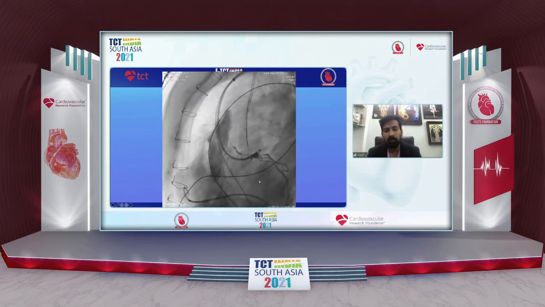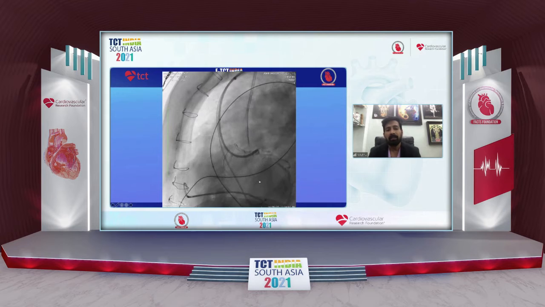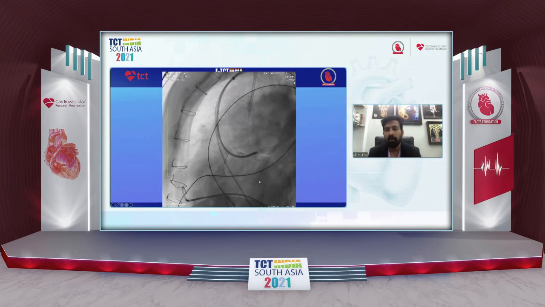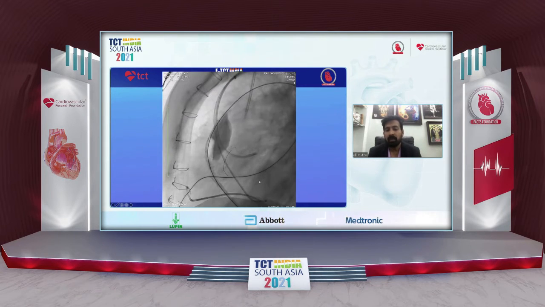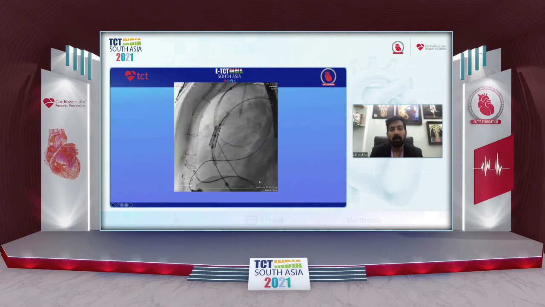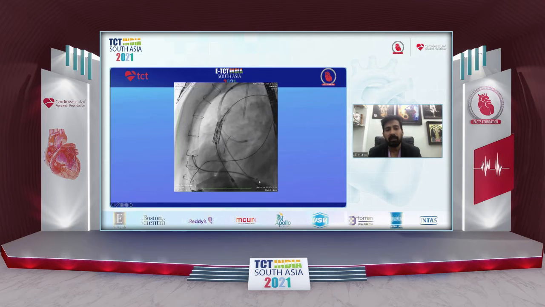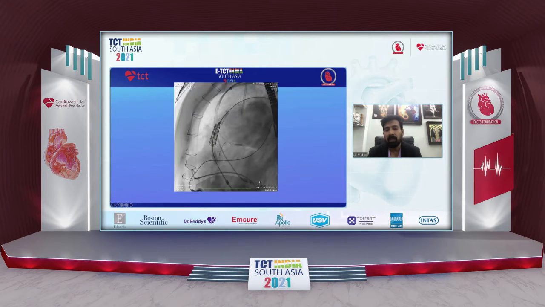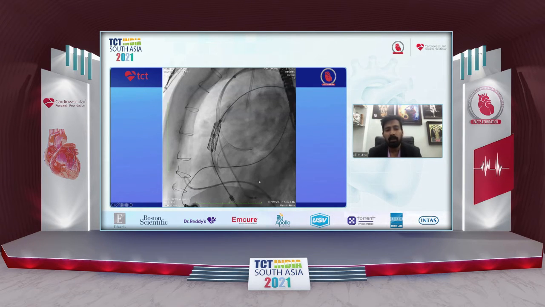So there's no outflow across the RV. There's a mild waist there. There are no coronary anomalies, so we can go for it. This lady had a diameter of 28, then we went for a 32 mm valve. The valve is taken across the RVOT. We started pacing the heart at 250.